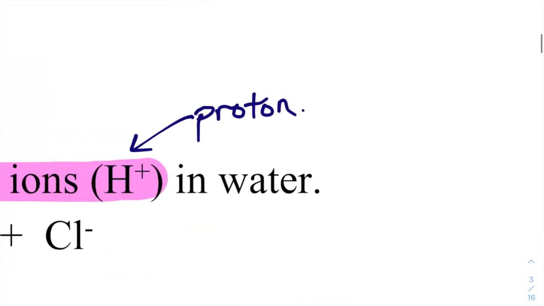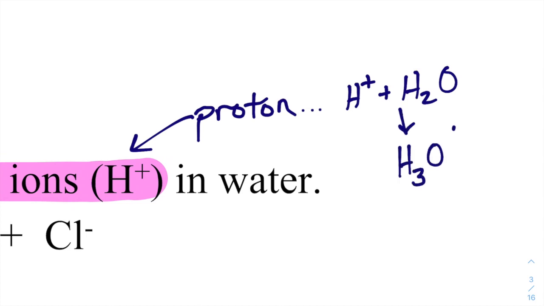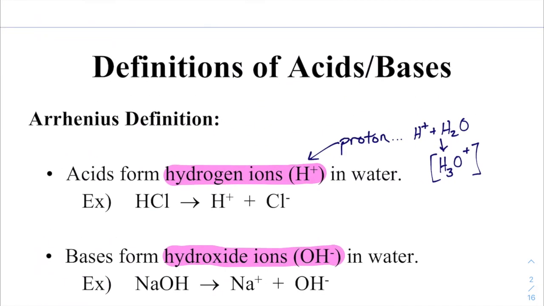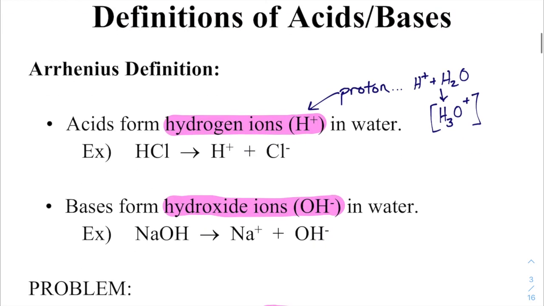What this really means is that the proton attaches to, say, a water molecule, and that creates what we call hydronium, which is H3O+. But you have to be in water for that to happen, and so we don't really use this definition anymore for that reason. Also, it requires that these acids and bases dissociate, which means they break apart into their ions.